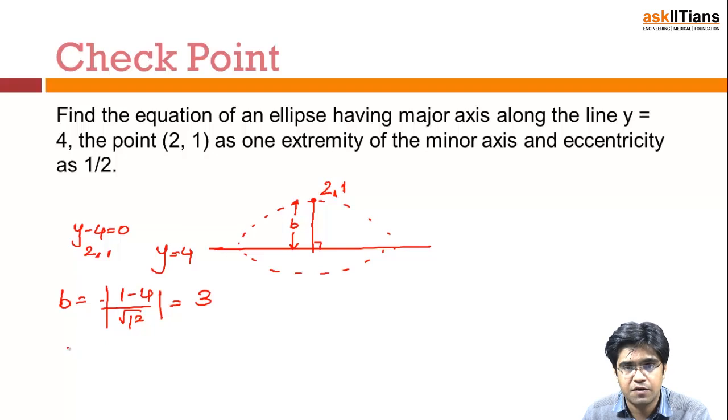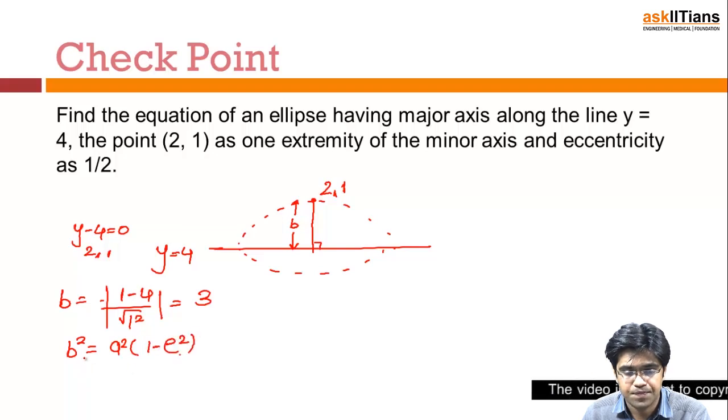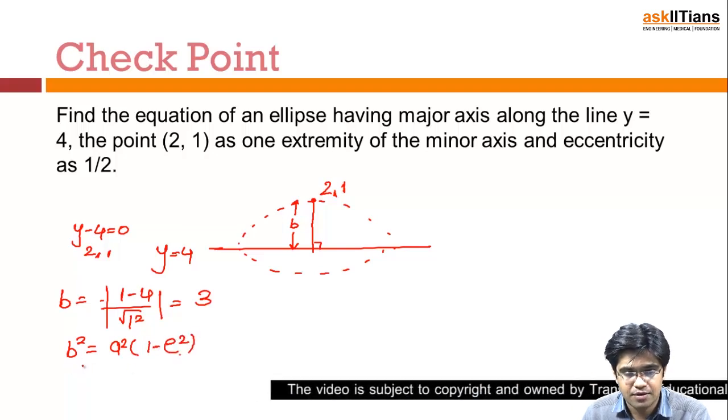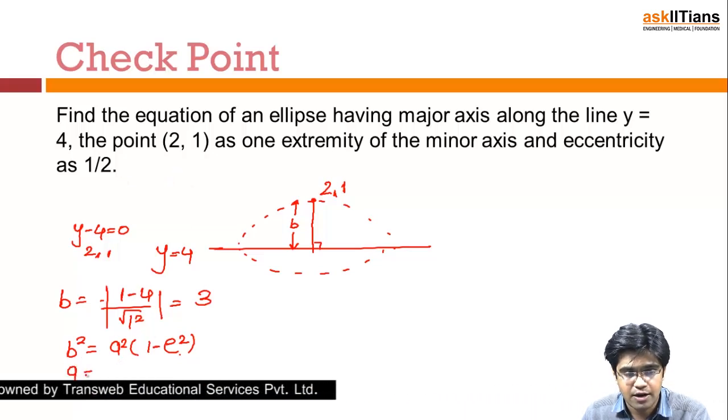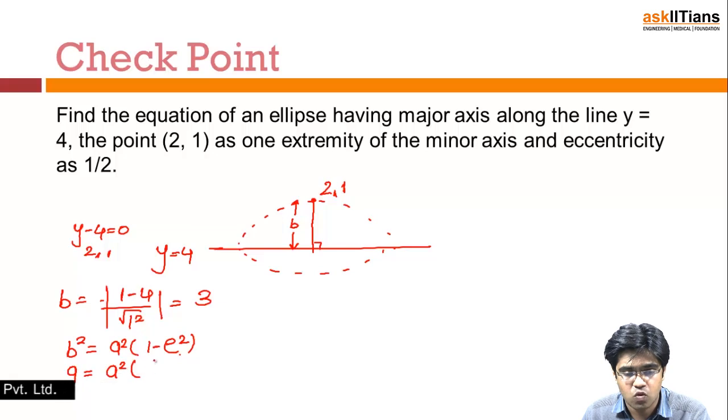Now we know the relation between b and a, that is b square equals a square times 1 minus e square. So b square is 9 and e is 1 by 2, it's given. So 9 equals a square times 1 minus 1 by 4, that is 3 by 4. So my a square is actually equal to 12. I have got a square, I have got b square.